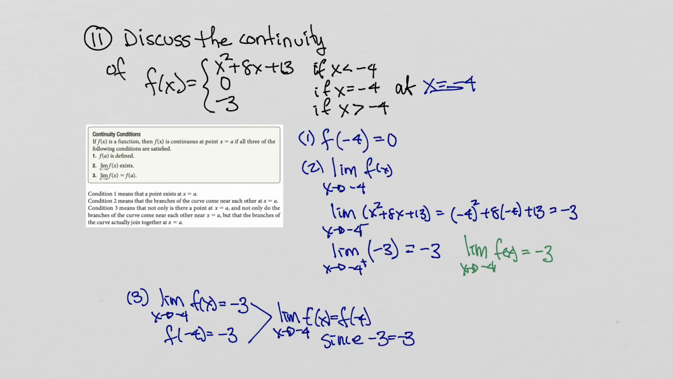So let's just go back and see what we have. Condition 1 is satisfied. Condition 2, the limit exists, is satisfied. And condition 3 says that the limit is equal to the function value. So down here, condition 3 is satisfied.